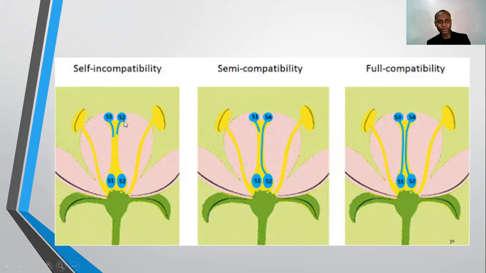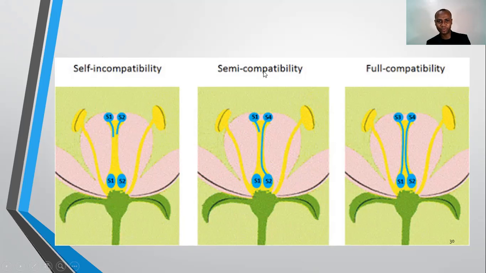Okay, so we have the sperm lands here. Okay, but the sperm cannot fertilize and go down. It does not travel through the pollen tube to fertilize the egg here. So in this case, we say it's self-incompatible.